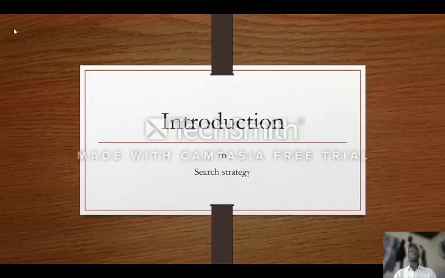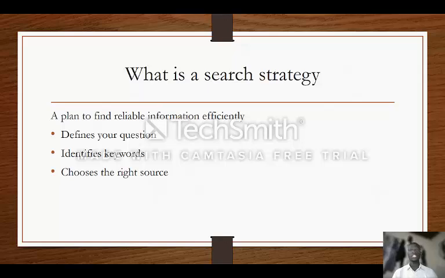The first part is introductory, and then we go to the next slide. What is a search strategy? A plan to find reliable information efficiently, which defines your questions, identifies the keywords, and chooses the right source. Maybe there are some sources where you feel like the information is not right, and you choose it. Identify the keywords of what you're looking for, which also defines your question. That is what you mean by search strategy. You go to the next.